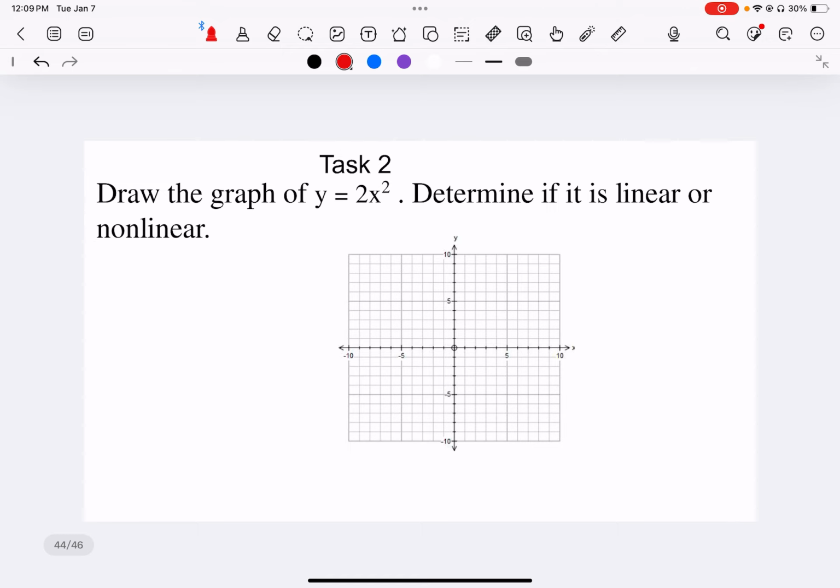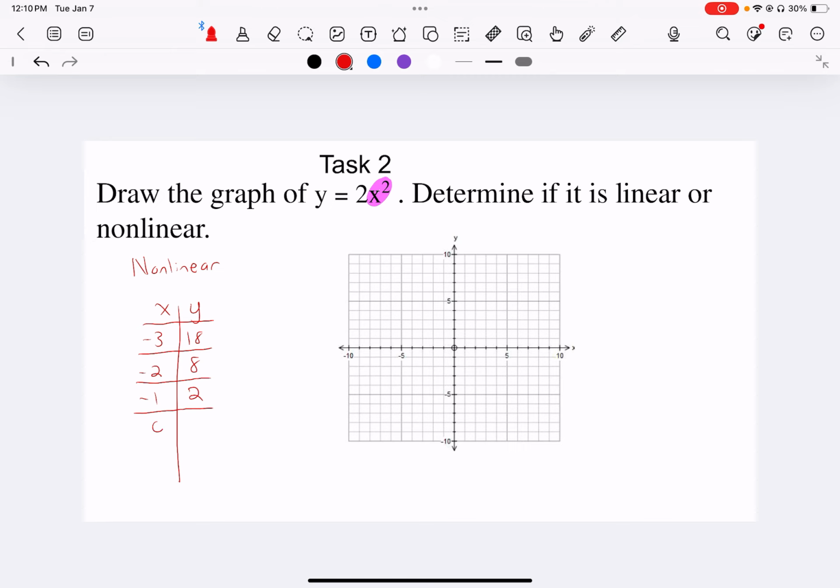Draw the graph of y equals 2x squared. Determine if it's linear or nonlinear. Since my x has an exponent of 2, I know this is going to be a nonlinear function. So I know when I graph it, it should not look like a straight line. So x and y. Again, I'm going to start with -3. When x is -3, my y value is 18. When x is -2, my y value is 8.